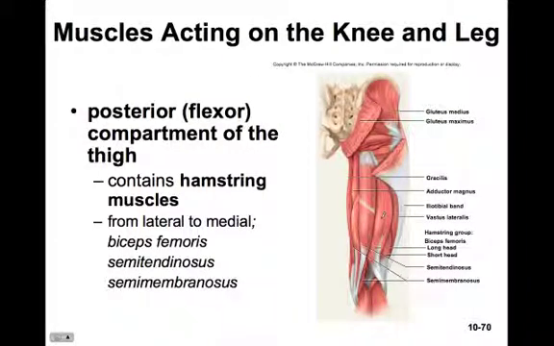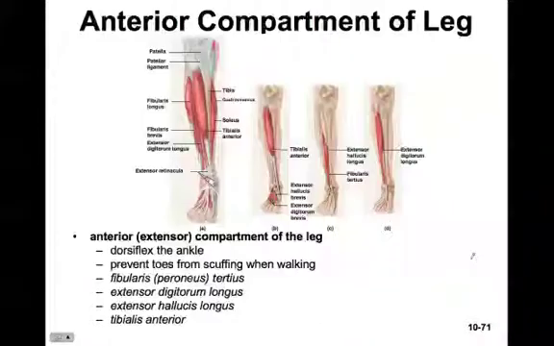On the posterior compartment, we see the hamstrings group. From lateral to medial, we have the biceps femoris, the semitendinosus and the semimembranosus. The semitendinosus and semimembranosus muscles both insert on the medial side of the knee. The biceps femoris also has two heads, and it inserts on the lateral side.